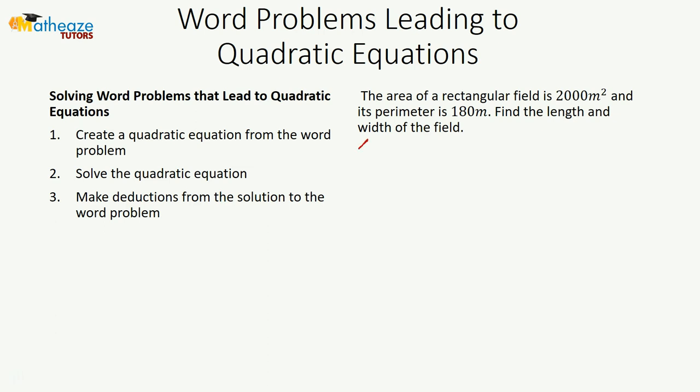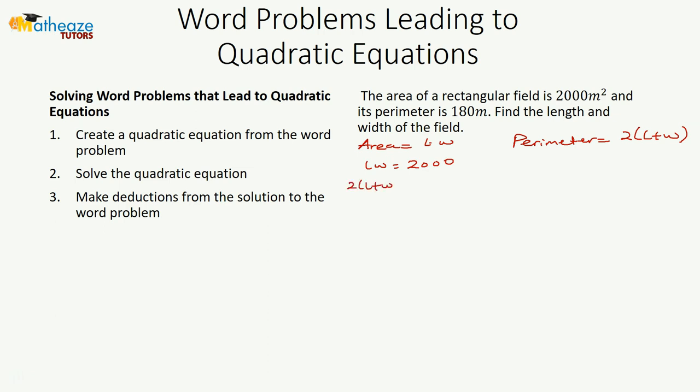So area is length times width. So perimeter is 2 multiplied by length plus width. So let's make these equations. Length times width is 2000.